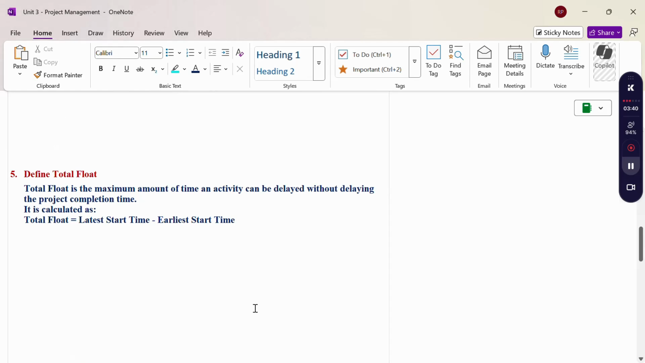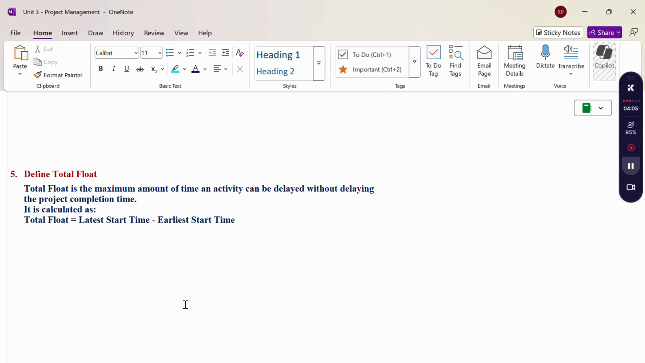Define total float. Total float is the maximum amount of time an activity can be delayed without delaying the project completion time. It is calculated as the latest starting time minus the earliest starting time. So for total float we use TF.